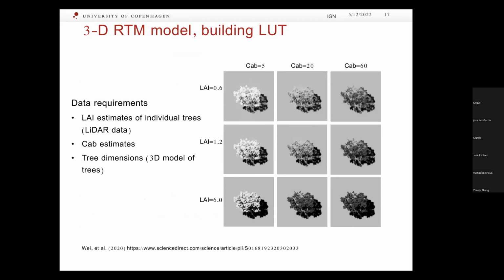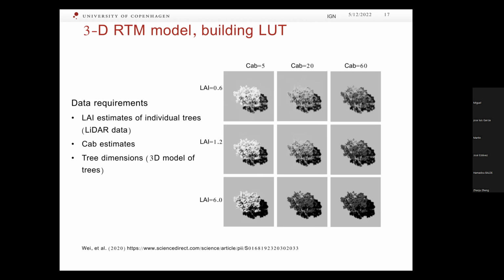So this is just an example from a team that we're working with on a similar project in a protected area. This is an example of a 3D RTM model where they were building a lookup table, and you can see a tree with a chlorophyll of about 5, about 20, about 60, and LAI of about 0.6, and so on. And then we also try to relate these trees to the trees that we've mapped already.